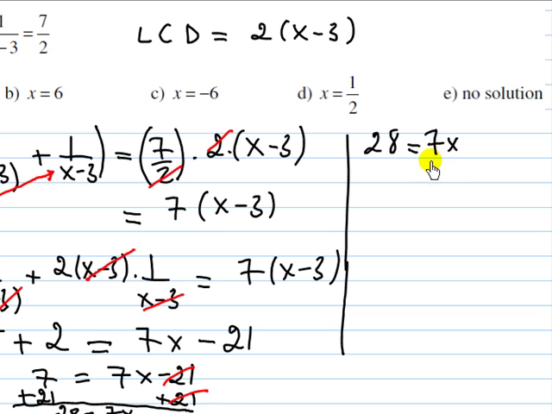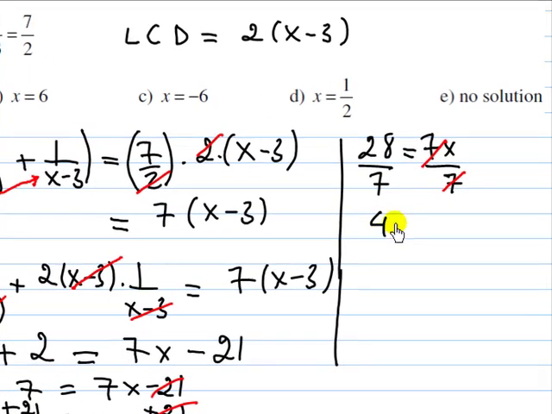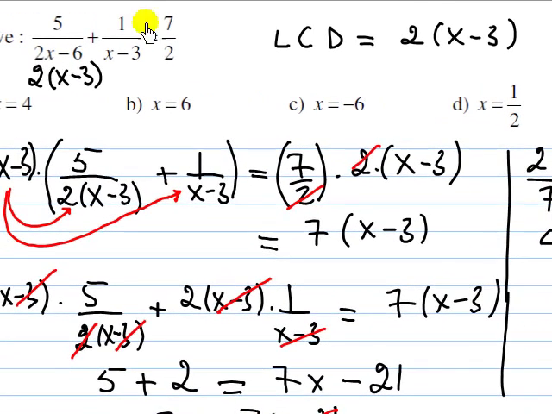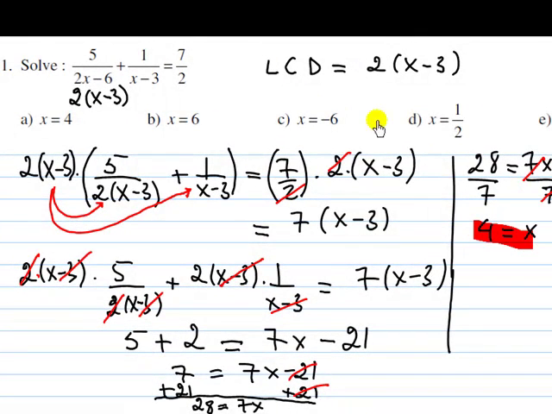Now to isolate the x, we will divide both sides by the coefficient 7. And after canceling the 7's, we will get, of course, 28 divided by 7 is 4, so x equals 4. And that will be our solution. X equals 4, which is A.